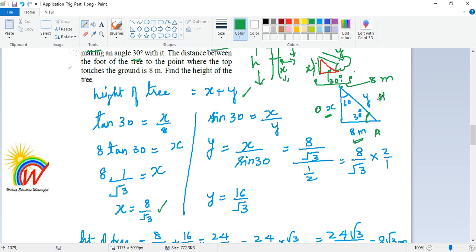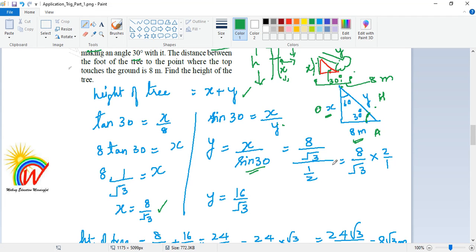Now if I want to find the y, I have to use the hypotenuse. I need to find the hypotenuse, and adjacent is given to me, or I can use the opposite also. Opposite is just 8 over root 3, I found out. So sine 30 is x by y, so y equals x by sine 30. I've just moved the y to the other side and sine 30 to the other side. So now x is 8 by root 3 and sine 30 is 1 by 2. So now I solve this: 8 by root 3 into 2 by 1 equals 16 by root 3.